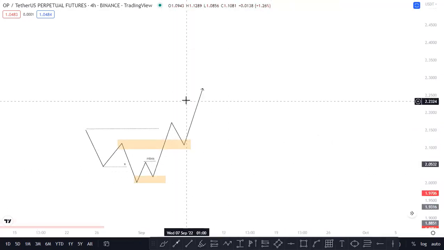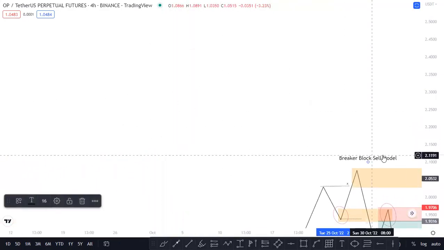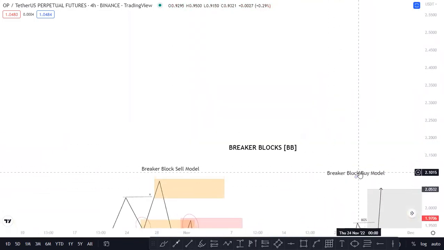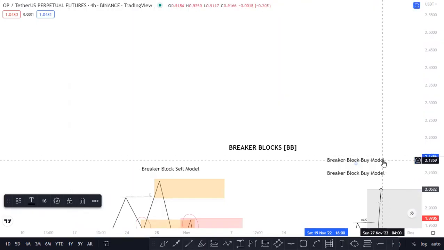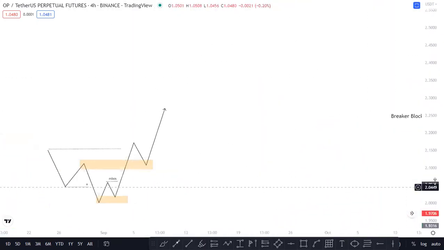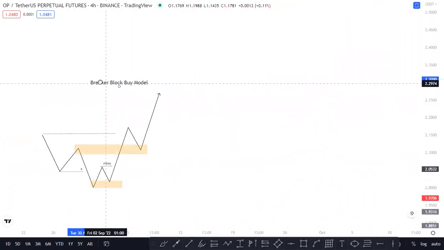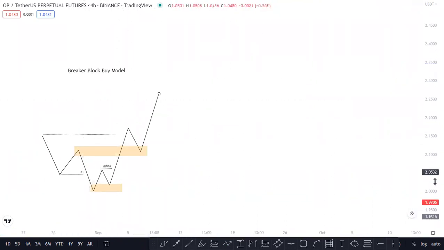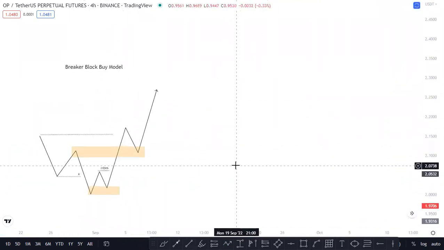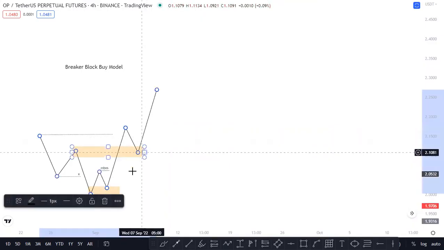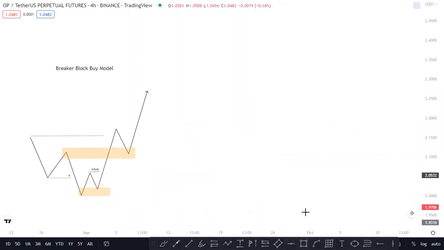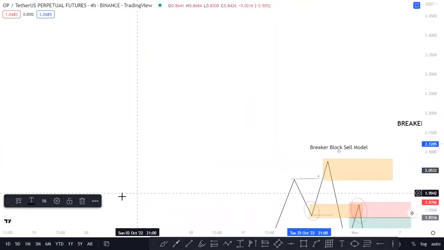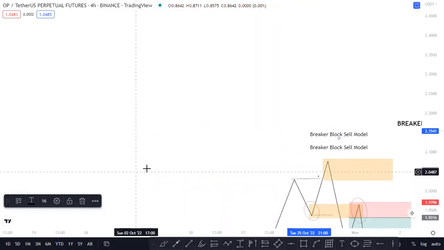So this scenario of a breaker block, okay, this is a buy model. It's actually very, very valid. So you see that both of them are not the same thing. Okay, I can't twist that. So for a sell model, right? For a sell model, breaker block sell model.